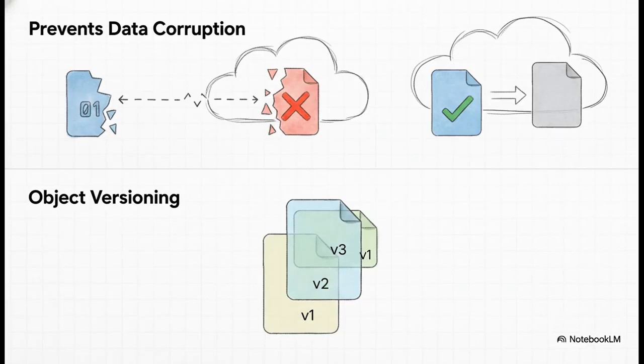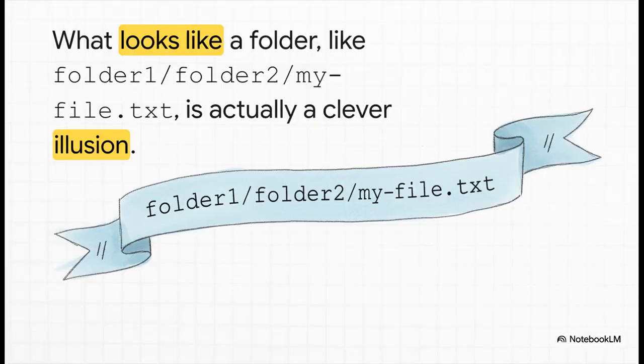So why on earth would they do this? Well, it's actually a brilliant safety feature. It guarantees that a file can't get corrupted if your upload fails halfway through. Plus, it makes versioning incredibly powerful, letting you keep a full history of every previous version of an object if you want to. Now, let's talk about organizing all these objects.